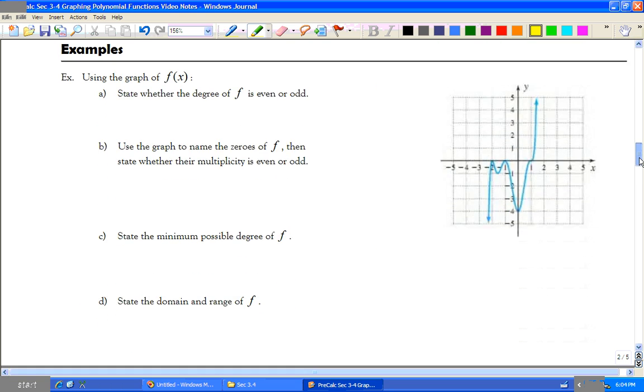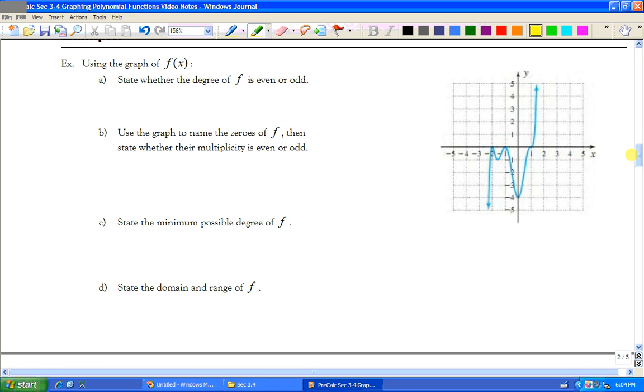So let's take a look at a graph and see what information we can gather about that graph. State whether the degree of this function is odd or even. Well, to do that, we need to look at our end behavior. Here on the left, it's going down, and on the right, it's going up. So they're going in opposite directions, and in that case, we know that our degree is odd.